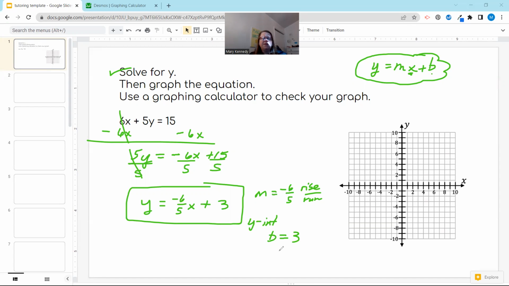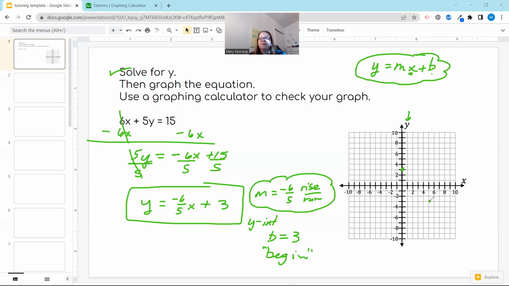And so we always begin with b. So if b is 3, and that's the y-intercept, that means it's on the y-axis at positive 3. So the y-axis, positive 3, so I'm going to put a point there. And then I'm going to use this rise over run. And since it's a negative, instead of rising, we're going to actually fall. So we're going to fall 6, 1, 2, 3, 4, 5, 6, and then run 5 to the right.